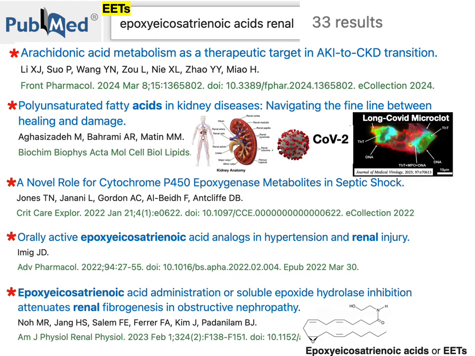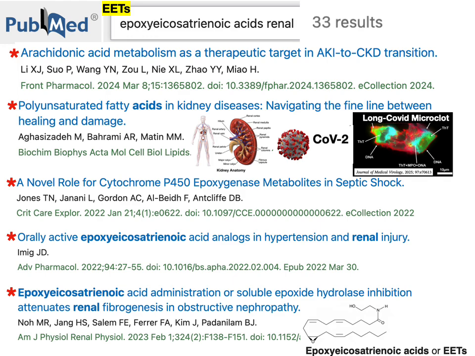If you look for EETs, or epoxy-icosatrienoic acids, and renal, there's 33 papers. Here is a selection of some salient references for our discussion of long COVID. Arachidonic acid metabolism as a therapeutic target in acute kidney injury to chronic kidney disease transition. This is very pertinent to the transition from acute COVID to long COVID, how long COVID impacts renal tissues.